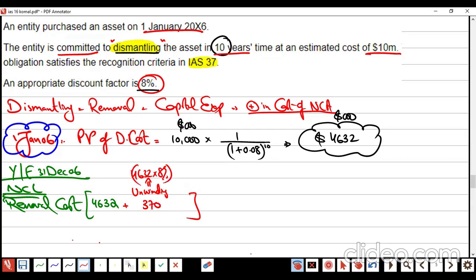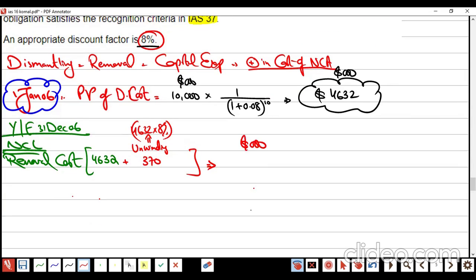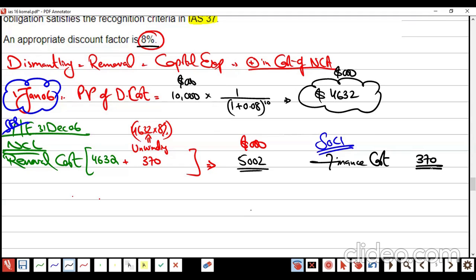Wow, 370, a very round answer. So the closing liability is 5002. In the SOCI, there is going to be a finance cost of 370, which is an expense. Am I clear? Okay. This is the first year, which we also did in our previous example.